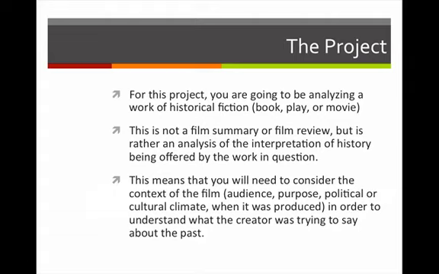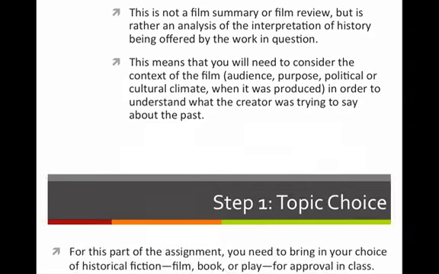So, why are they doing this? What is the primary purpose of this film? And then how do you know that? The how do you know that and how are they trying to convey that message becomes your evidence.